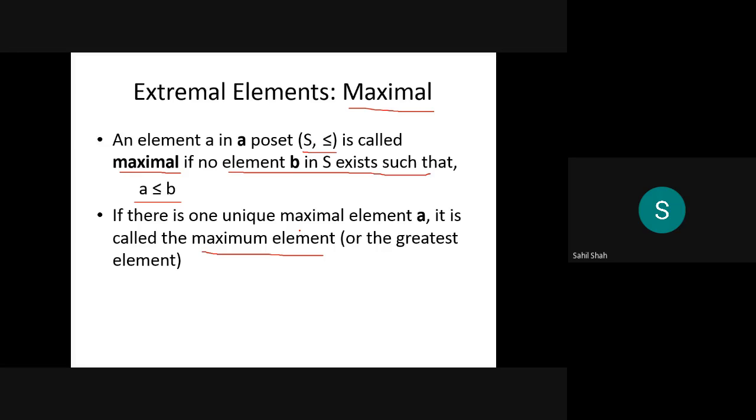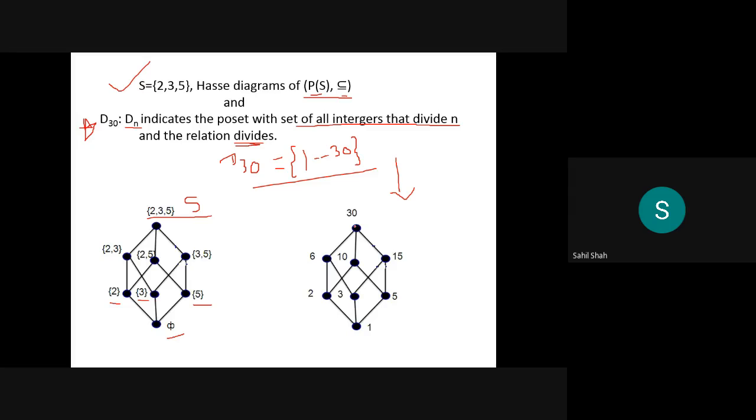Okay. Let me talk about this hasse diagram. This one. So what is the maximal element for this hasse diagram? You could observe 30 is present at the topmost level. So 30 is the maximal element as well as the maximum element. Its counterpart is the minimal element or minimum element. This one, 1, is minimal, which is lying at the bottommost level. This one is maximum. Okay. Let me make it clear. Maximum. Okay. Do we have any other?